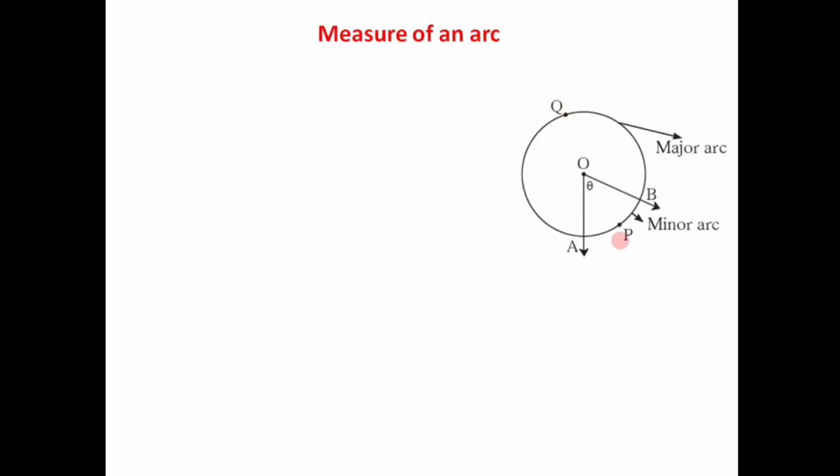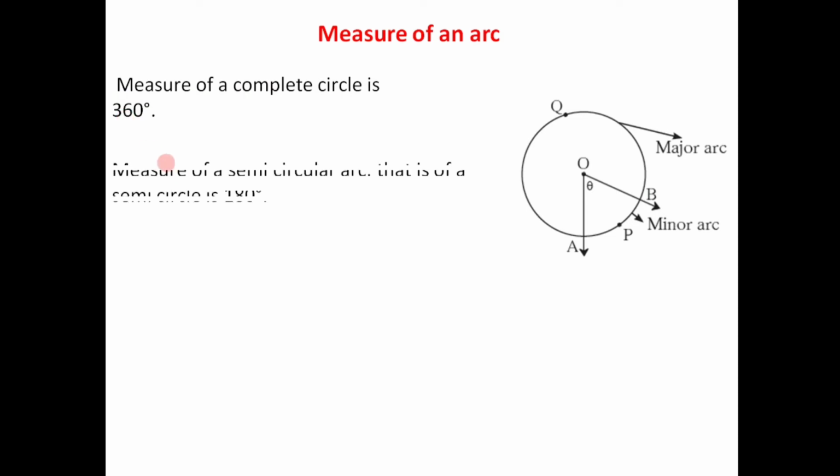Now let's see how an arc is measured. For that, consider a circle with center O, and here arc APB is the minor arc and arc AQB is the major arc. For this one, let's start with the basic things. The measure of a complete circle is 360 degrees, as we have studied earlier. If we make half part of a circle, it is called a semicircle. That's why the measure of a semicircular arc, that is, the measure of a semicircle, is 180 degrees, as a semicircle is half part of a circle.